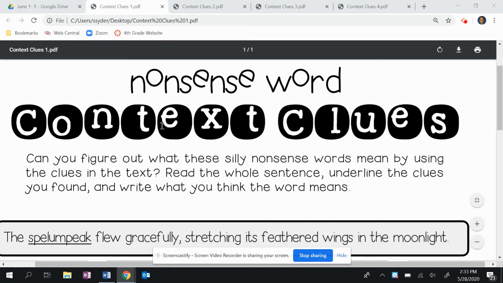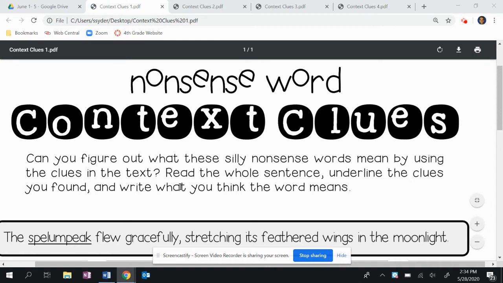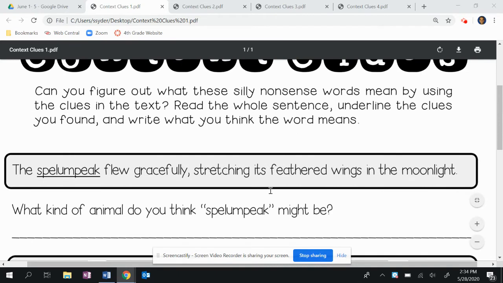So for our worksheet this week, titled Context Clues, you're going to be reading nonsense words or silly words that aren't actually words, but you can still use this context clues strategy to find the meaning of those words. So it says, can you figure out what these silly nonsense words mean by using the clues in the text? Read the whole sentence, underline the clues you found, and write what you think the word means. So let's look at our first example.